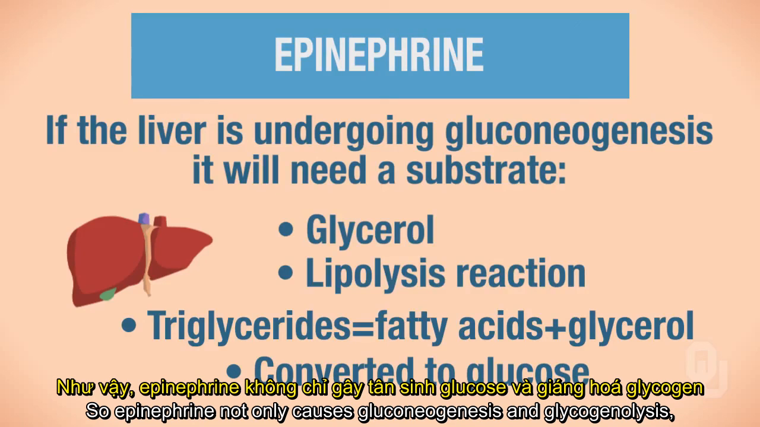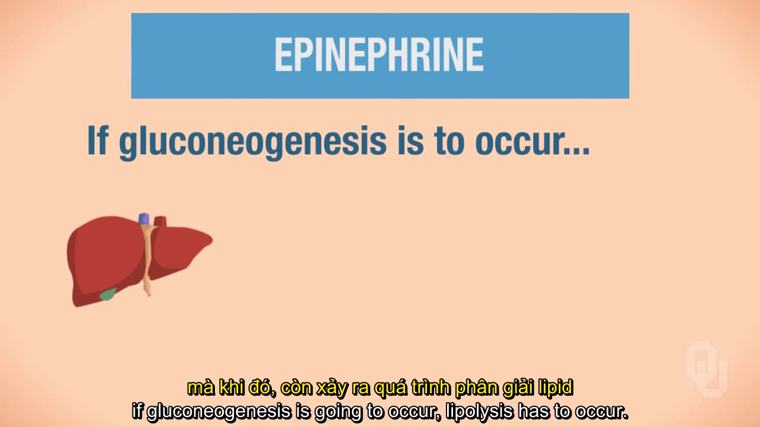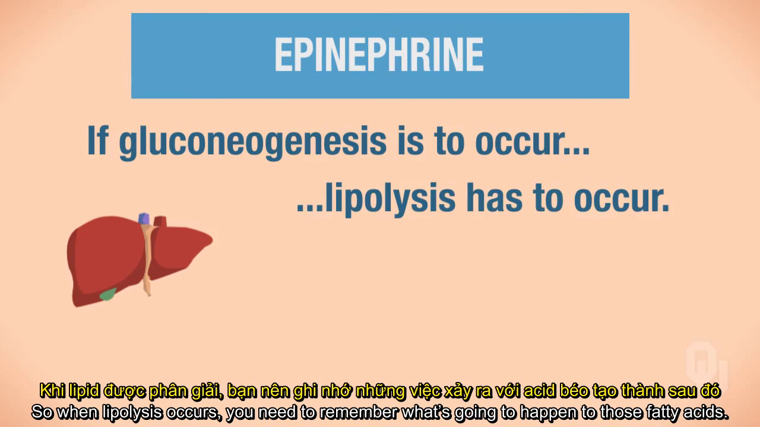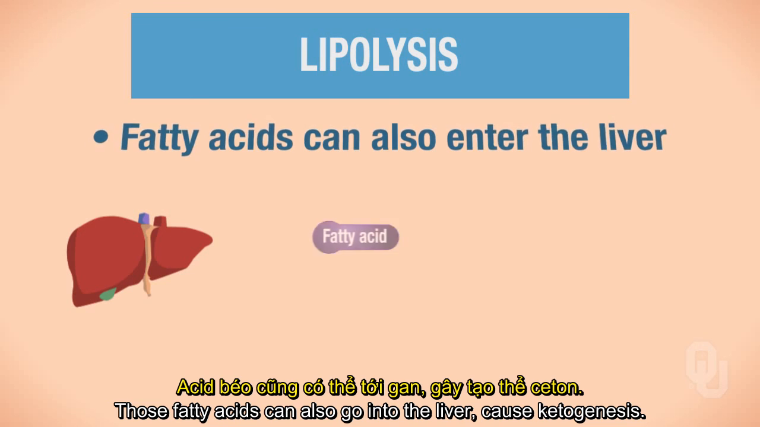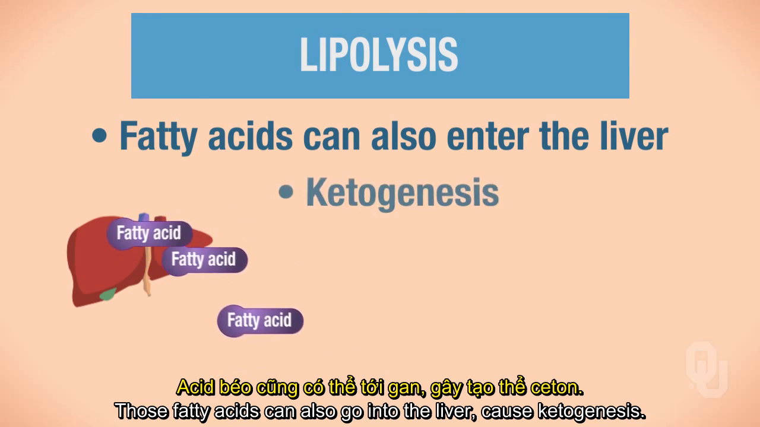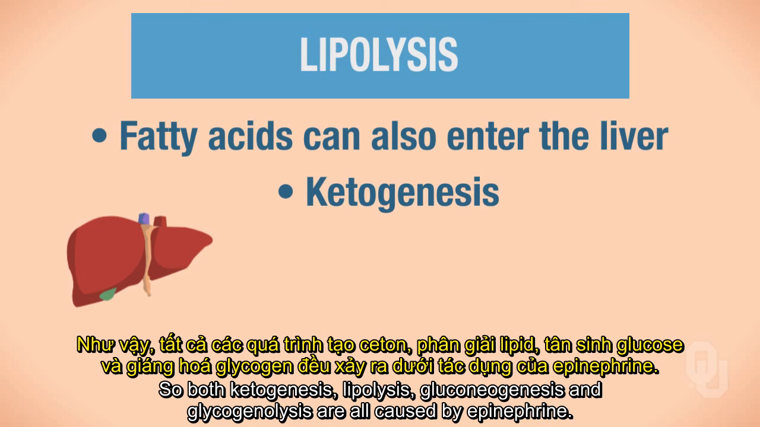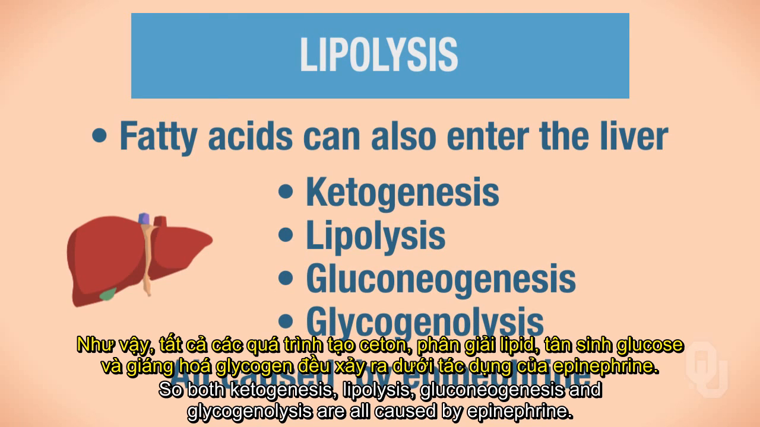So epinephrine not only causes gluconeogenesis and glycogenolysis. If gluconeogenesis is going to occur, lipolysis has to occur. So when lipolysis occurs, you need to remember what's going to happen to those fatty acids. Those fatty acids can also go into the liver, causing ketogenesis. So ketogenesis, lipolysis, gluconeogenesis, and glycogenolysis are all caused by epinephrine.